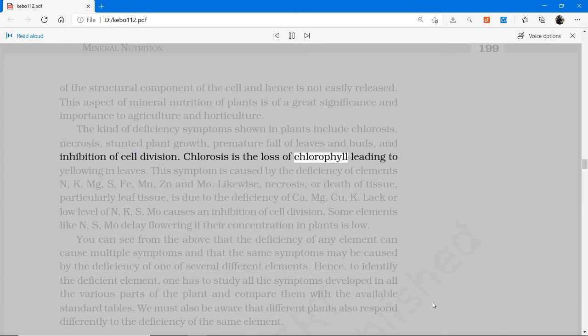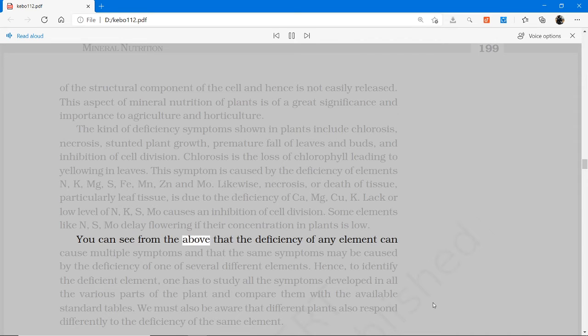Chlorosis is the loss of chlorophyll leading to yellowing in leaves. This symptom is caused by the deficiency of elements N, K, Mg, S, Fe, Mn, Zn, and Mo. Likewise, necrosis, or death of tissue, particularly leaf tissue, is due to the deficiency of Ca, Mg, Cu, K. Lack or low level of N, K, S, Mo causes an inhibition of cell division.